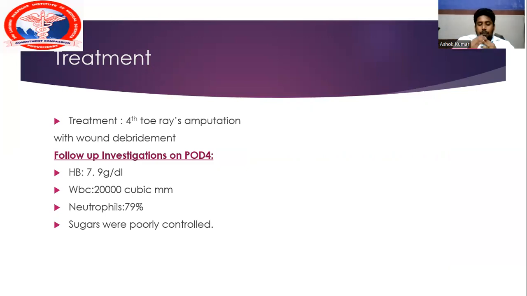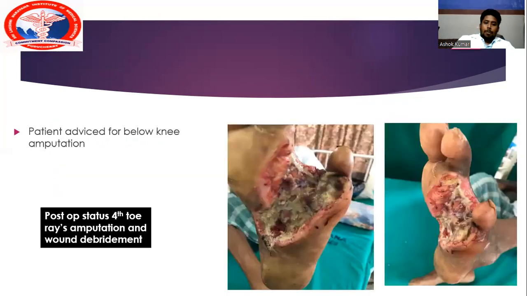Obviously, this patient also had deranged renal parameters and decreased urine output. He also had a breathlessness episode in between, which suggests acute respiratory distress syndrome. So all these denote he is moving towards multiple organ dysfunction syndrome. So in order to save the patient's life, we planned for below-knee amputation.